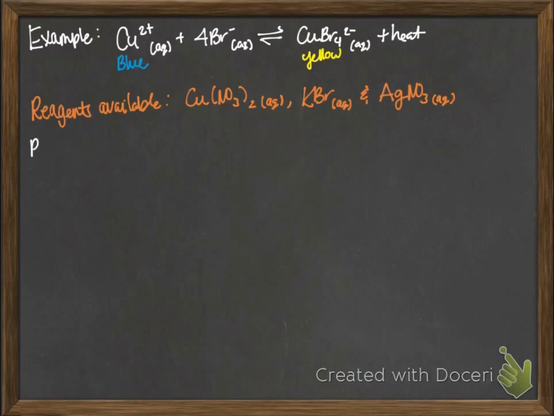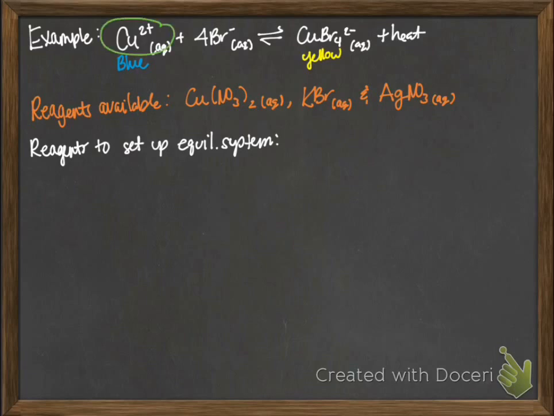So what will we put in our test tube, what reagents, to set up this equilibrium system? That's what we first need to figure out, and that's what you'll be doing in experiment 4. So we look at our equilibrium reaction, or our reversible reaction, and if it's at equilibrium, we have our copper 2, and that is found in our copper 2 nitrate. So we want to add our copper 2 nitrate to our test tube to get our copper 2 ion.